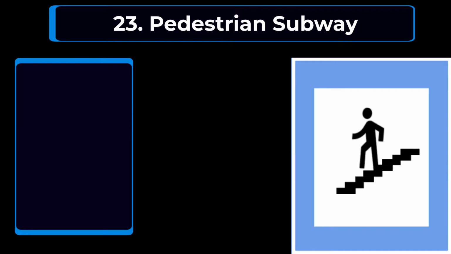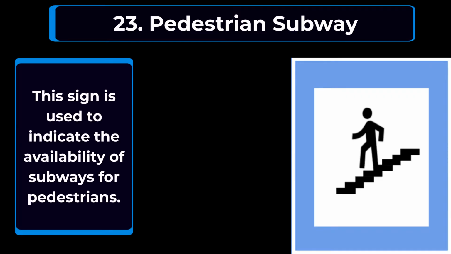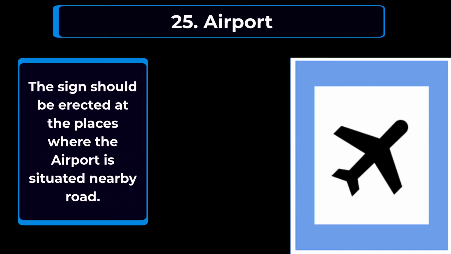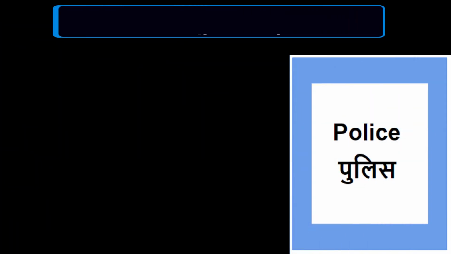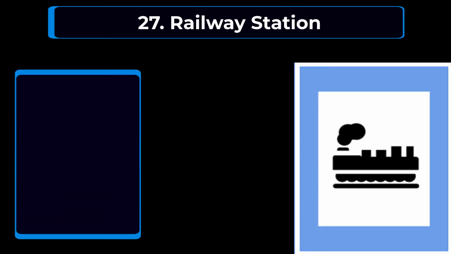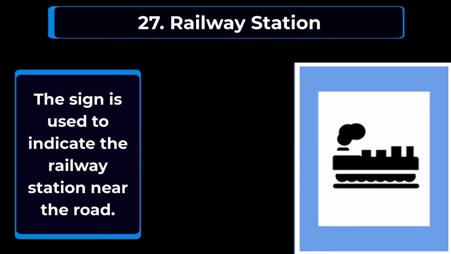23. Pedestrian subway. This sign is used to indicate the availability of subways for pedestrians. 24. Repair facilities. This sign is used to indicate the places where the repair facilities are situated. 25. Airport. The sign should be erected at the places where the airport is situated nearby the road. 26. Police station. The sign is used to indicate the police station near the road. 27. Railway station. The sign is used to indicate the railway station near the road.